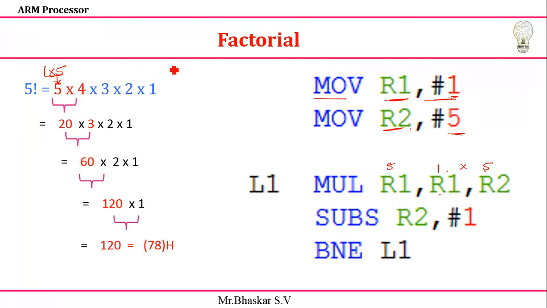See, remember the first step. So first step multiplication. I'll take R1 value it is 1. R2 value it is 5. I'll do the multiplication of these two. Result I'm going to store in R1 resistor. I'll get the value it is 5.